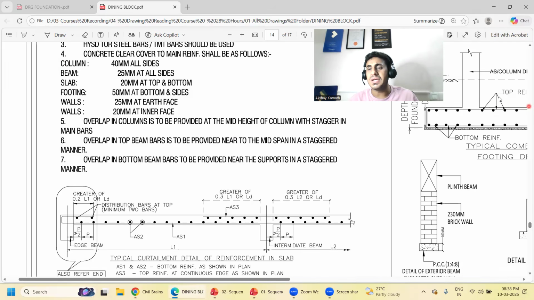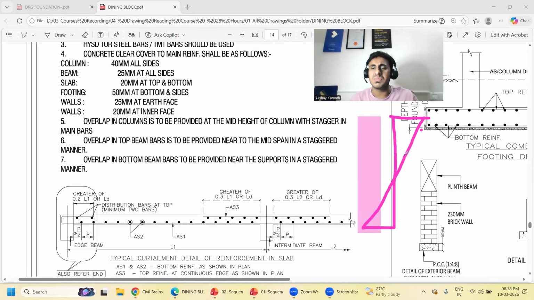So what is the reason behind that? The reason is very simple. Usually if this is a column, and I ask you to draw the bending moment diagram of this, this will be maximum. Again, it will come like this, it will go like this. So your bending moment diagram will be something like this. If you see exactly at the center, that is the point where you have minimum bending moment.